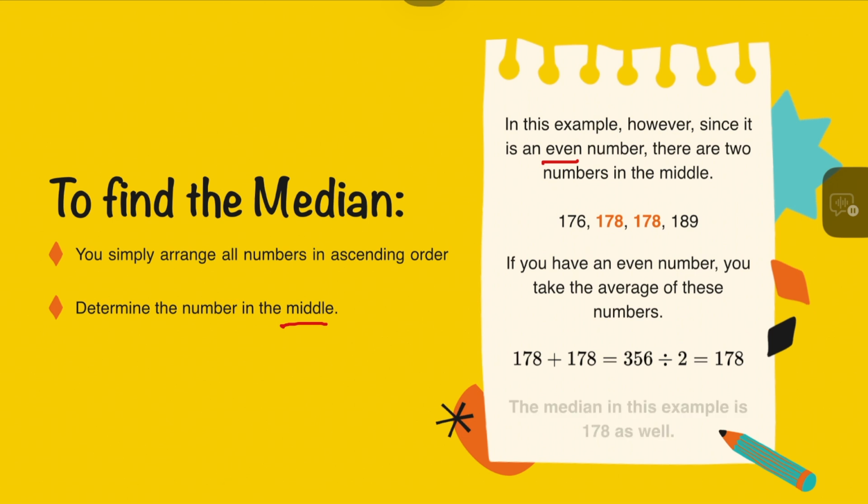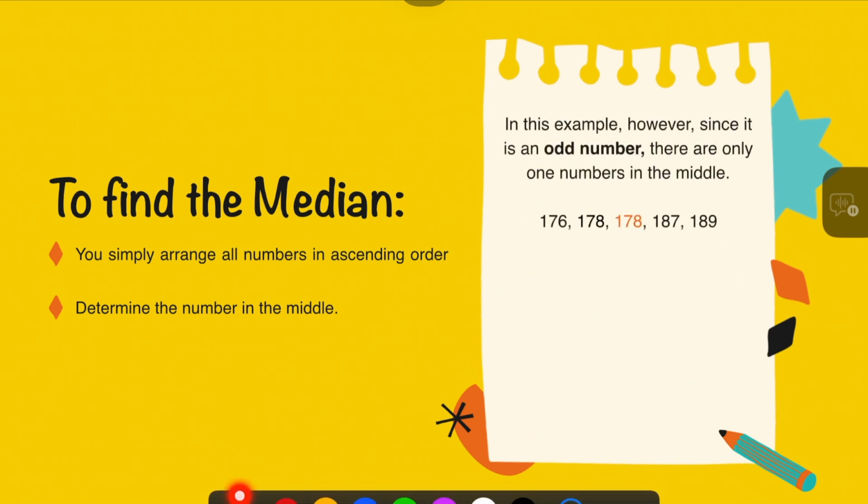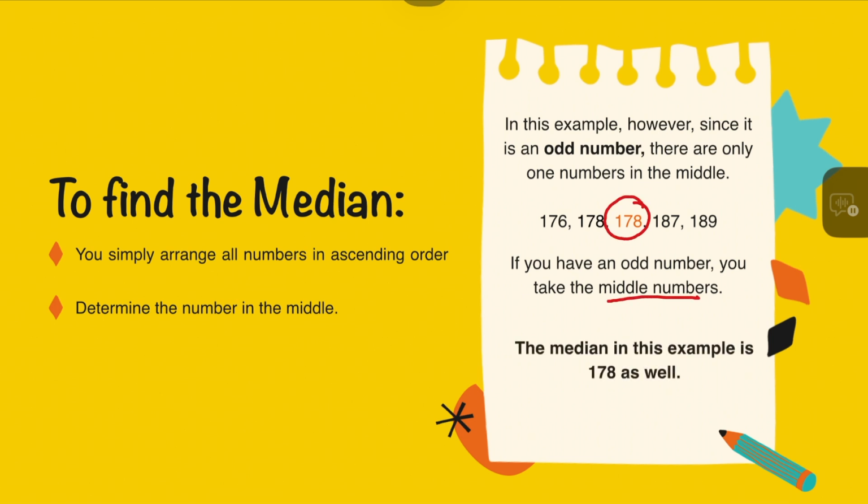All right, we go to the next slide. When we have an odd number, I already added another data value, which is 189. So when we have the odd number, we count from both ends, 1, 2, 1, 2. So this number is in the middle. So 178 will be your median.